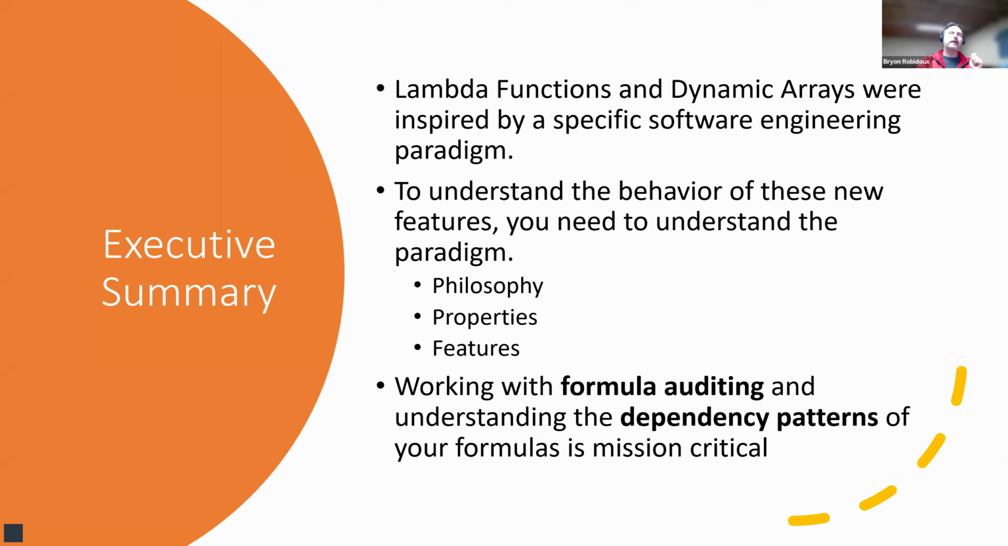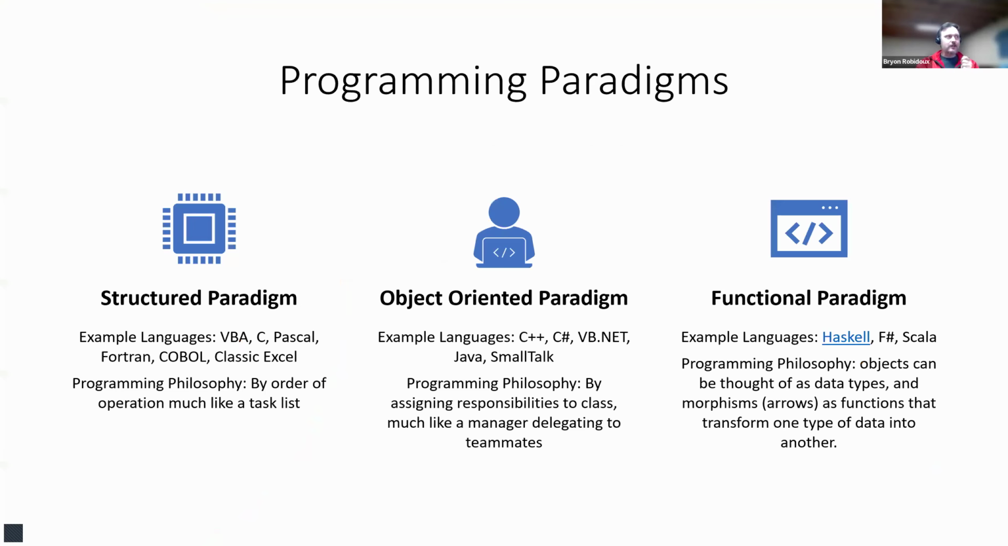But to understand how to do this, you have to understand programming paradigms, because you have to understand what inspired the Lambda libraries and the dynamic arrays in the first place. The other thing you really need to know is formula auditing and the dependency patterns among it. When you go to formula and find the dependents or precedents, the patterns that you see in those dependencies become really important to understanding when the circular references will occur, and that's what I'm going to show you today. So let's talk about different programming paradigms.